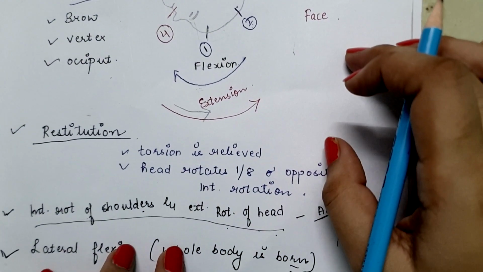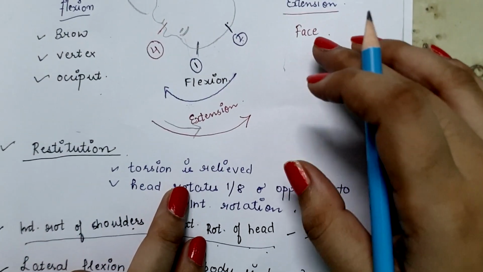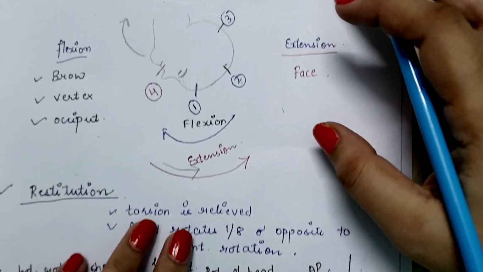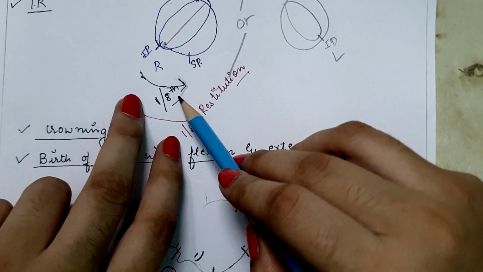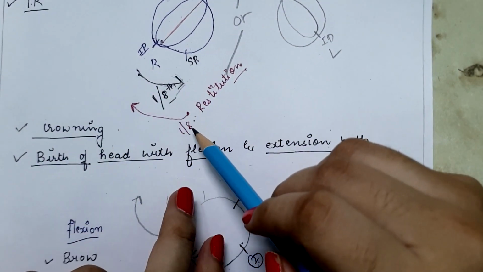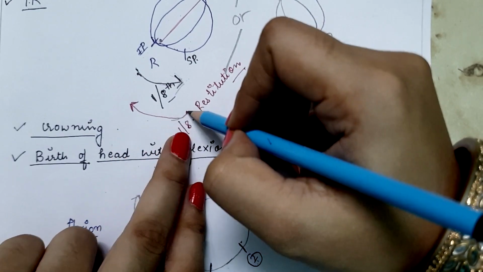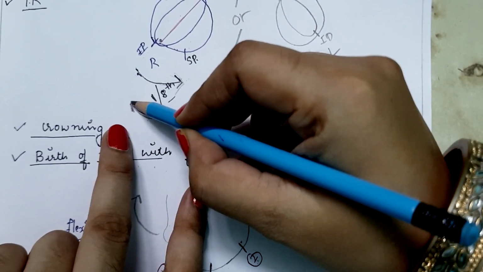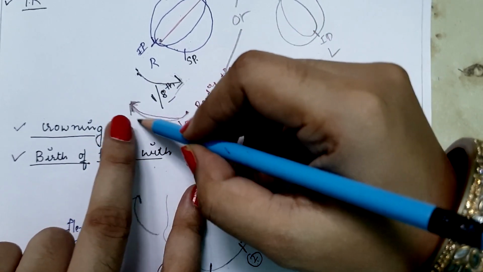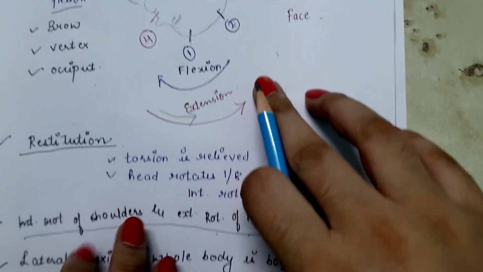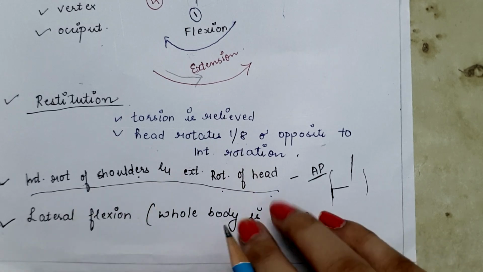After the birth of the head, then is restitution, which means the torsion is relieved. During internal rotation, the head rotates 1/8 of the circle, that causes the torsion in the neck. So after the birth of the head, the head moves or rotates 1/8 of the circle back. That is, the head rotates 1/8 opposite to the internal rotation.